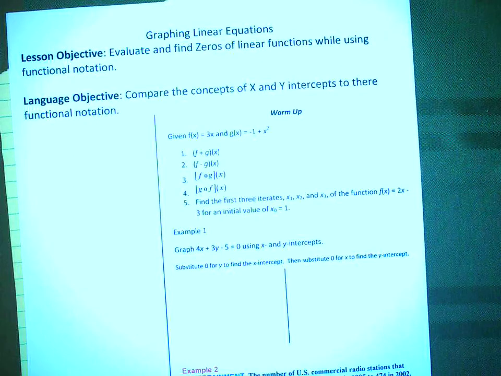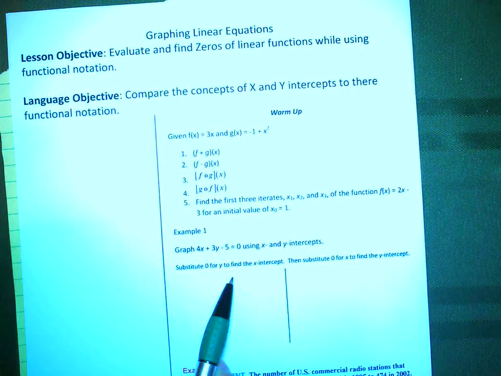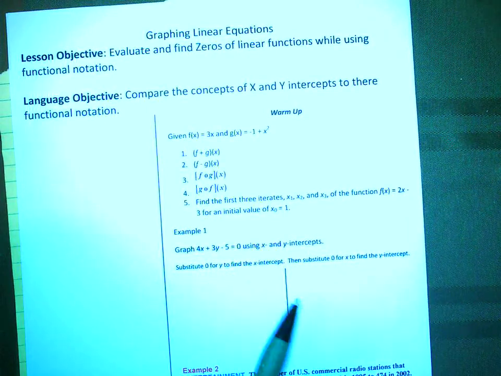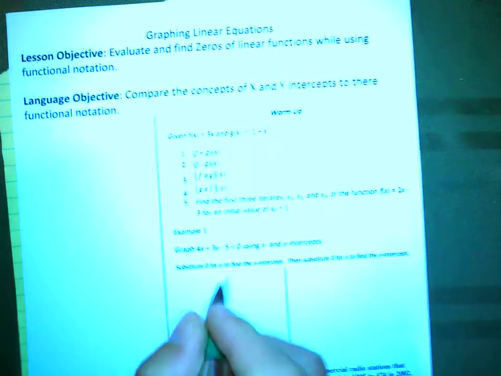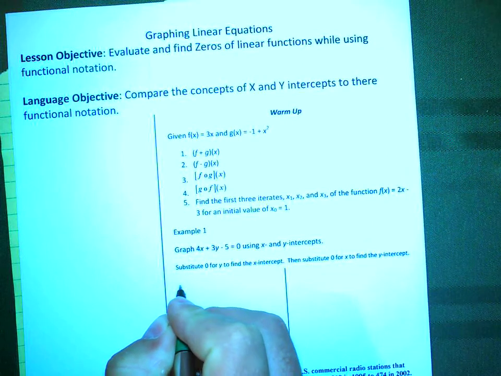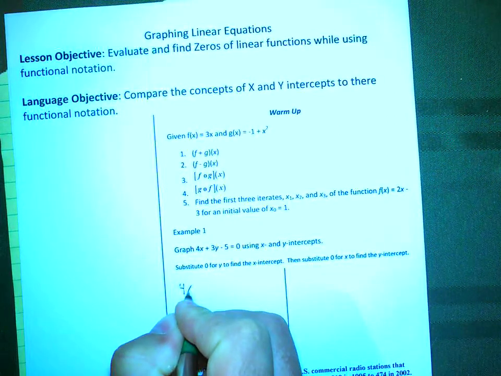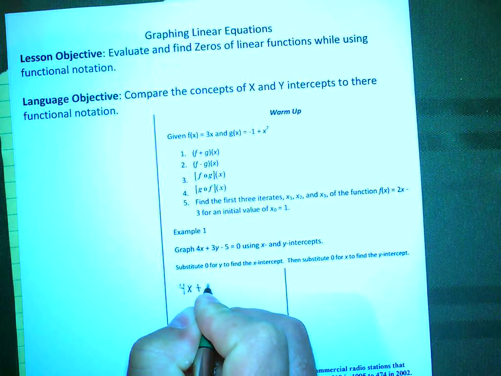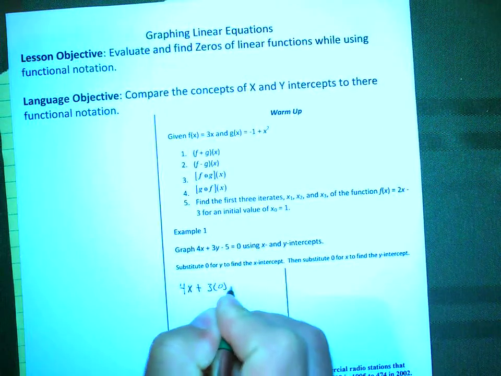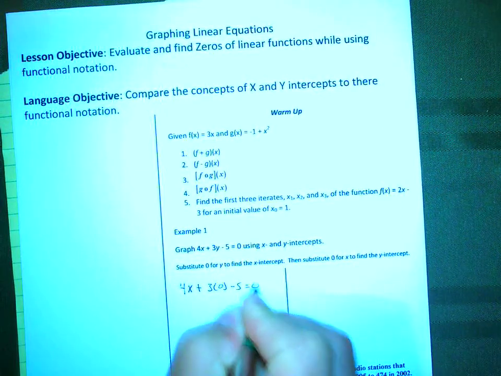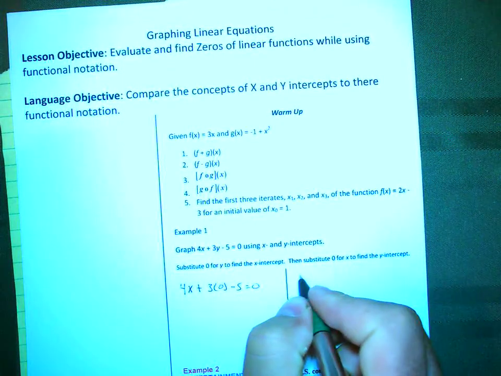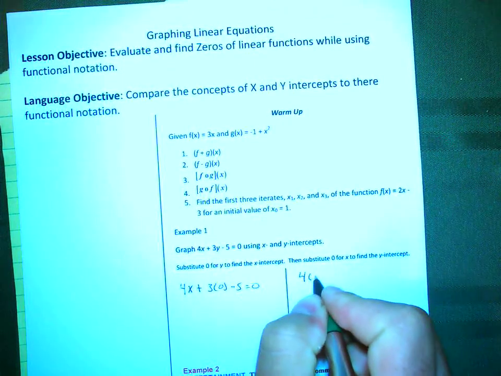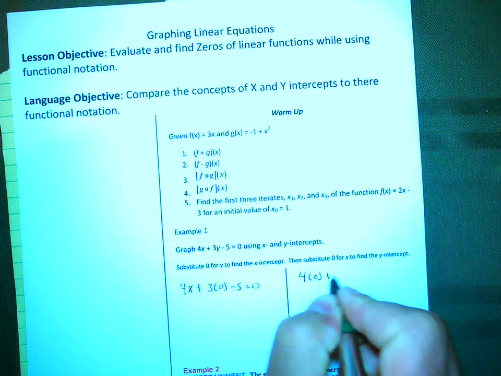Example number 1, we need to substitute 0 for y and find the x-intercept, and then substitute 0 for x and find the y-intercept. So here's what we get. First one, substitute 0 for y. So 4x plus 3 times 0 minus 5. Other side, it's going to be 4 times 0 plus 3y minus 5.